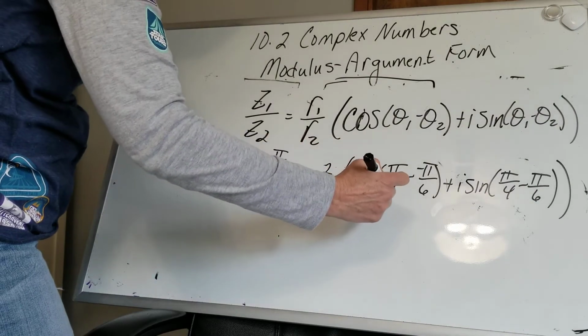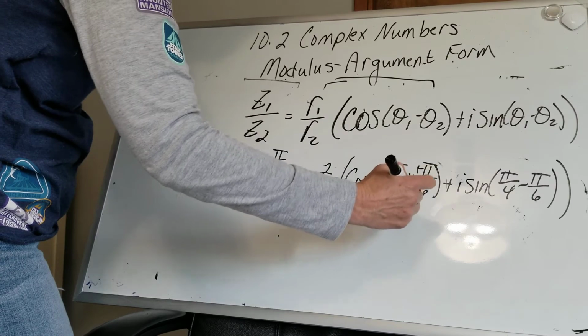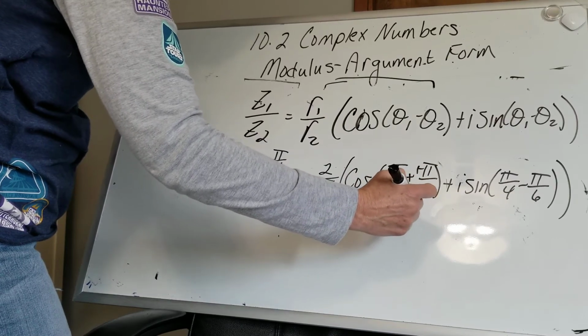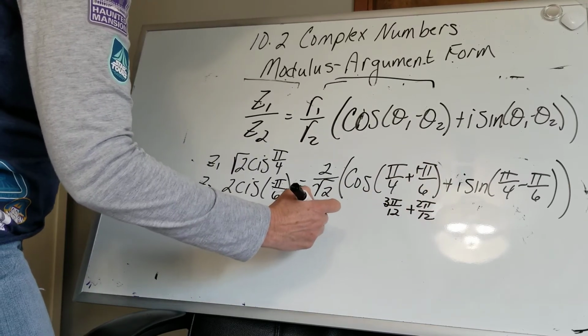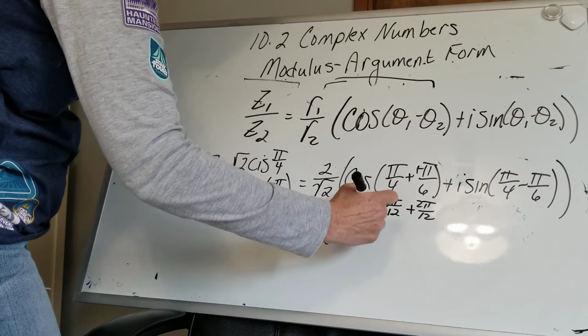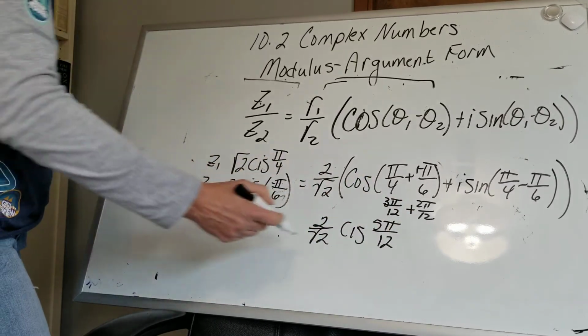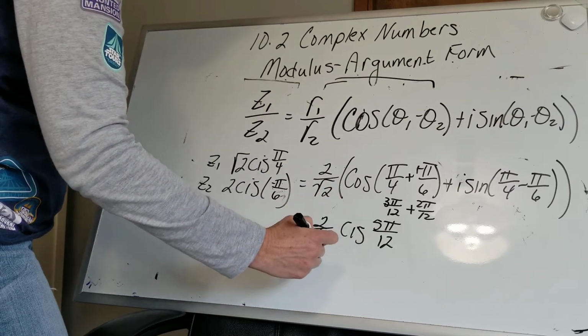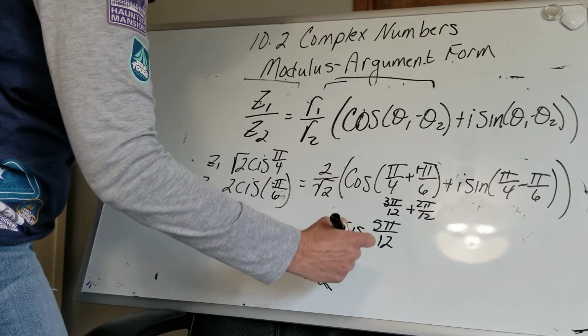So this will be 3 pi over 12 plus 2 pi over 12. We're going to end up with 2 over root 2 cis 5 pi over 12. And then you would simplify that. You'd get 2 root 2 over 2, which is just root 2.